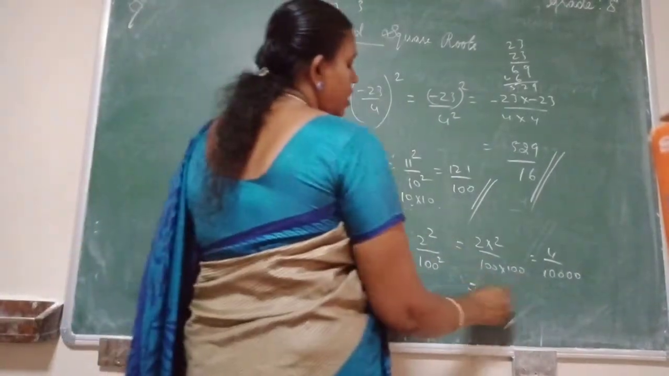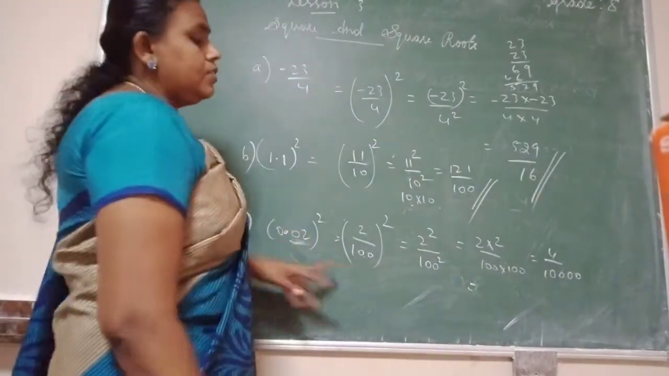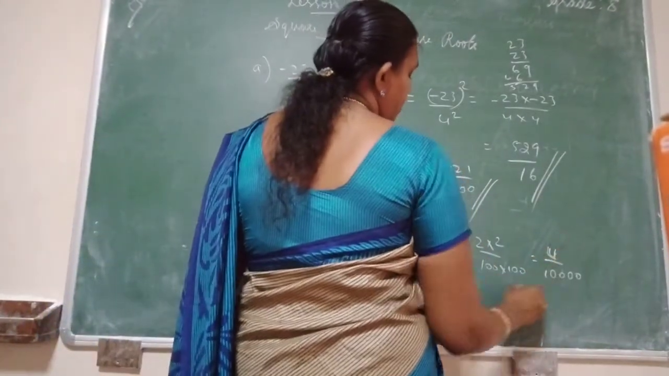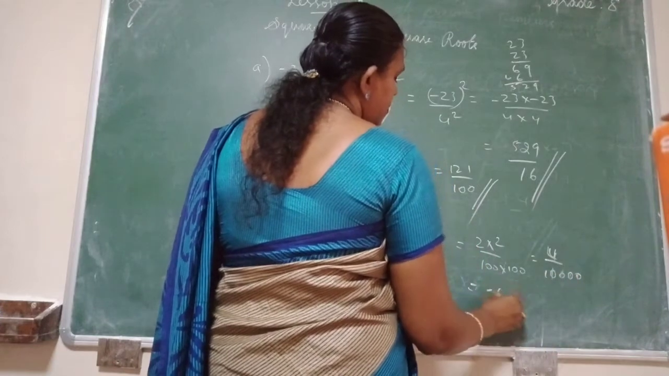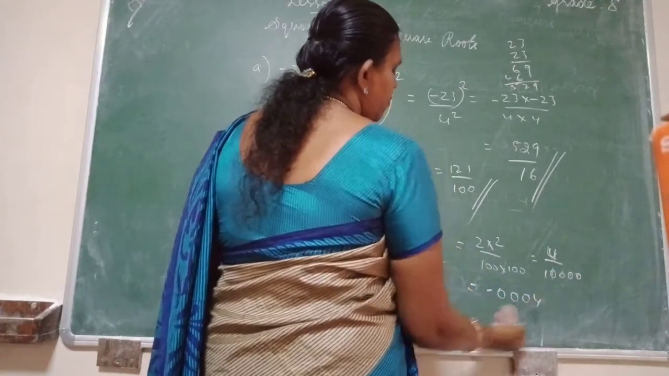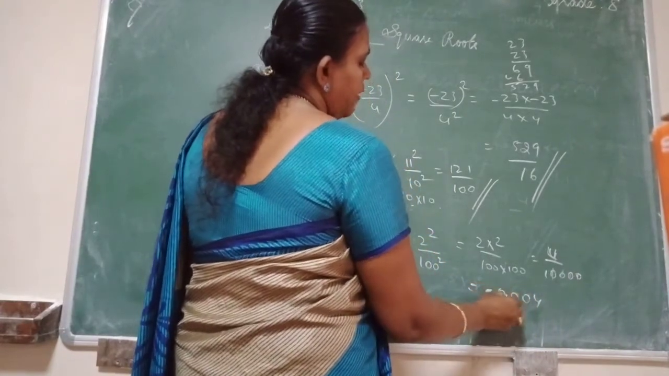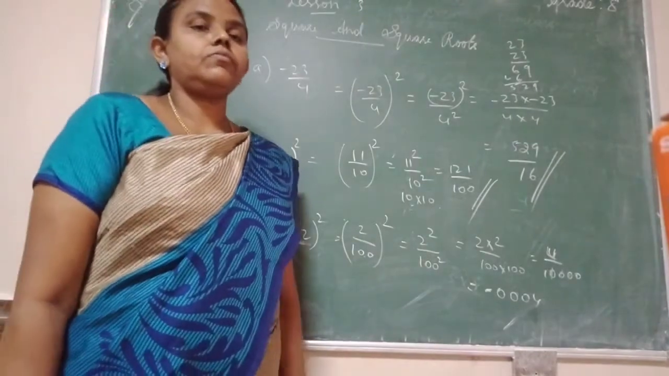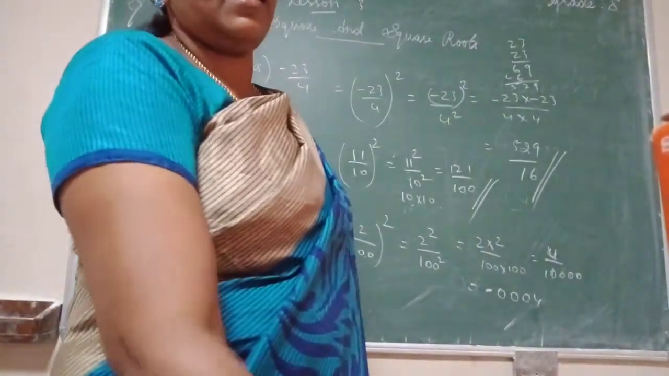Now 4 by 10000, how to convert this into decimal numbers? You see, this is in the form of rational. How will you put it? 4 has 4 zeros, so 1, 2, 3, 4 digits, so 0.0004. Okay. Are you clear? Yes. Next.